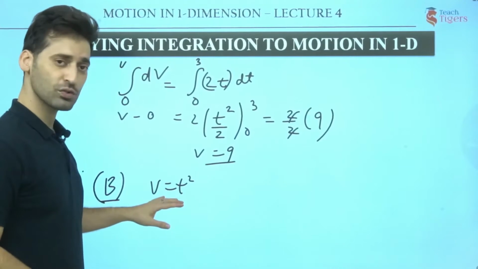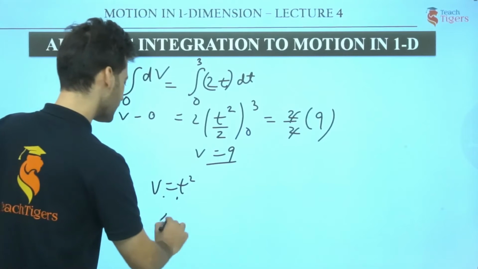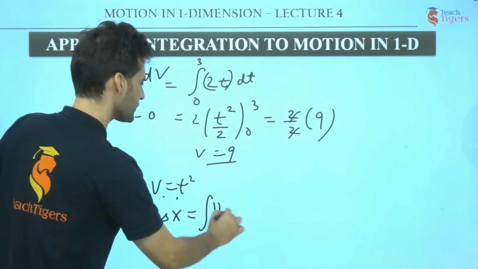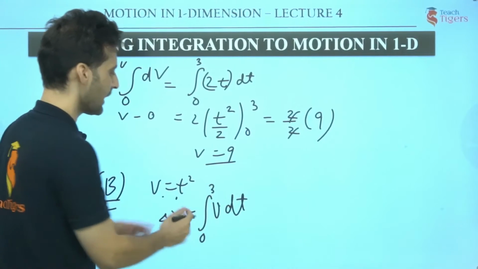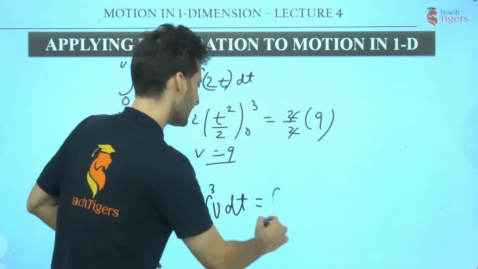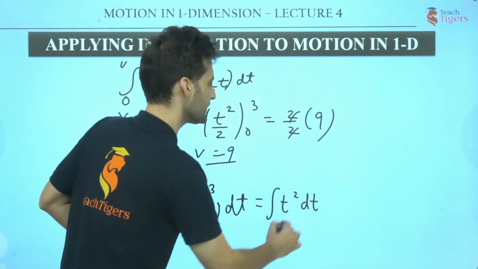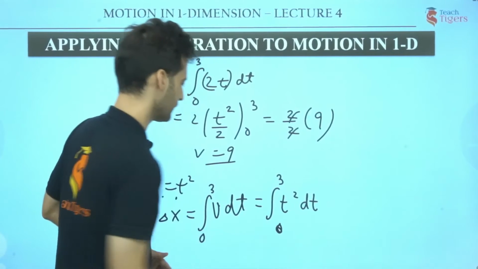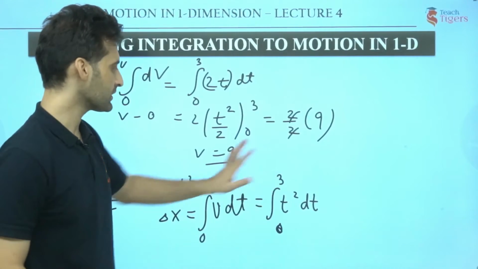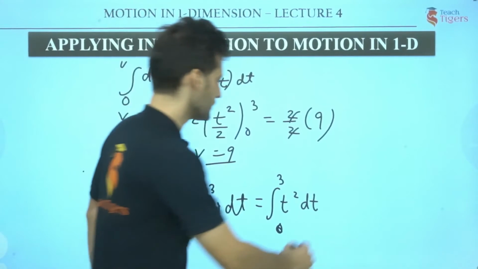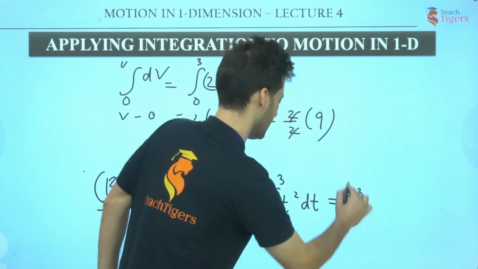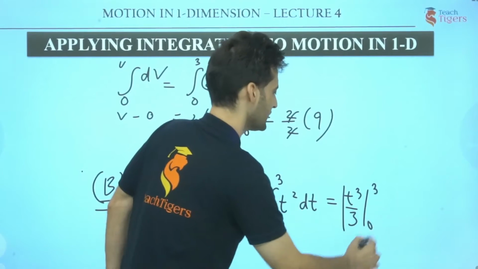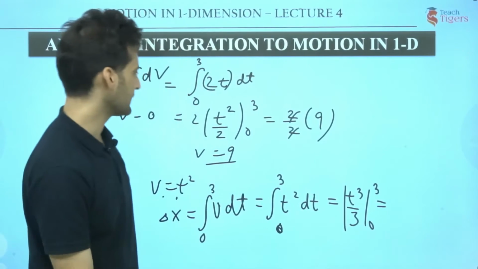Now, I want to get the displacement, so I can use this formula. Delta x equals integration of V dt, isn't it? And just put the limits of time from 0 to 3. I will get this answer. Quickly, I am doing this because we have already done this kind of problem before. So t square, I put the limits from 0 to 3. So t cube by 3 and the limits from 0 to 3. This way I can solve it very easily.